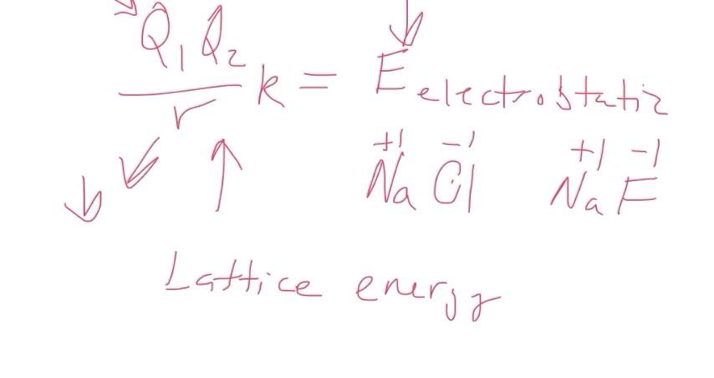Sodium fluoride. Why? Yeah, what did we learn in the last chapter? That radius decreases as you go across, and it increases as you go down. So fluorine is smaller than chlorine. So the energy of the electrostatic should be higher for sodium fluoride than it is for sodium chloride. Make sense? How cool is that?